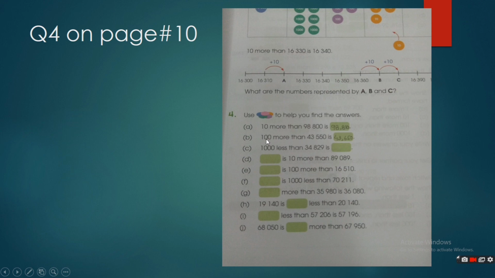Part B is 100 more than 43,550. So we have to add this 100 with this number. So this 100 will get added with this 550. The place value of hundreds over here is 5 and over here is 1. So 5 plus 1 becomes 6. The rest of the numbers will remain the same as it is. So 43,650 will be our answer. See, just the hundreds place value got changed over here. So by following the same pattern, please try the rest of the parts by yourself.